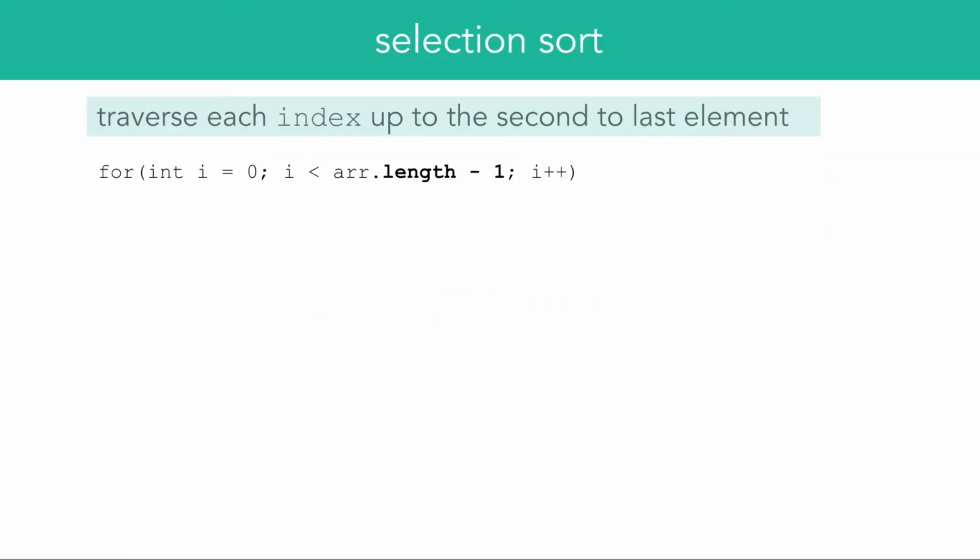First, we want to traverse each index up to the second to last element. We can do this by writing a for loop that starts at 0 and goes to array.length -1. You can modify this boundary based on the data structure you're traversing, such as array lists or string values. You might be wondering why we want to go to the second to last element.